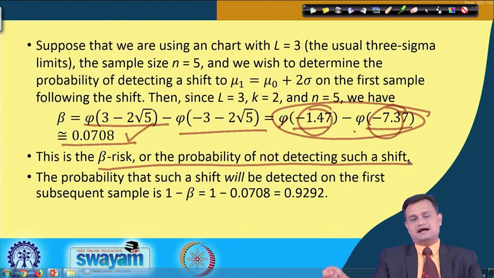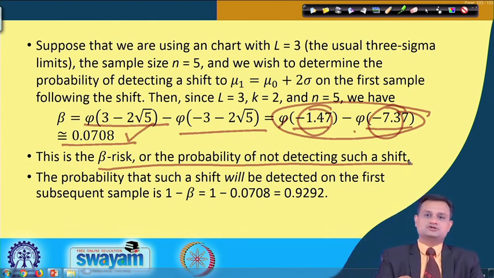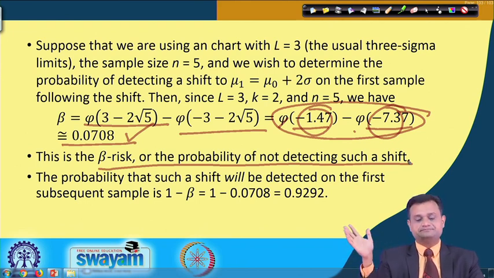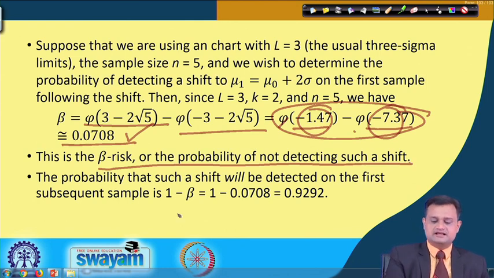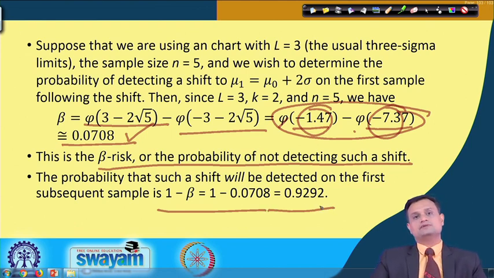Person is guilty, I am saying innocent. Process is out of control, I am saying it is in control. So it is my beta risk, inability to detect change in process mean shift or change in my variability. So I will say 1 minus beta is just the complementary event, that the probability that such a shift will be detected on the first subsequent sample. So 1 minus beta is my 0.9292.